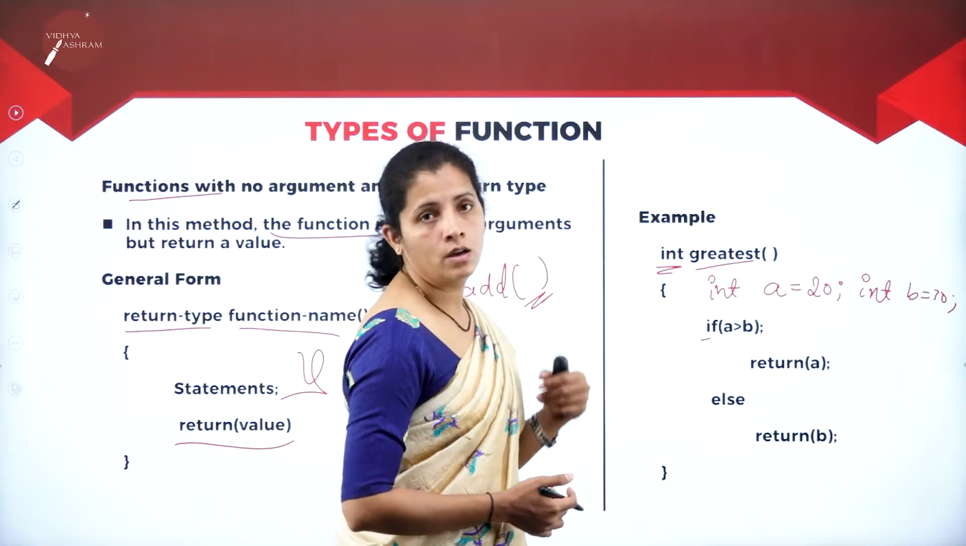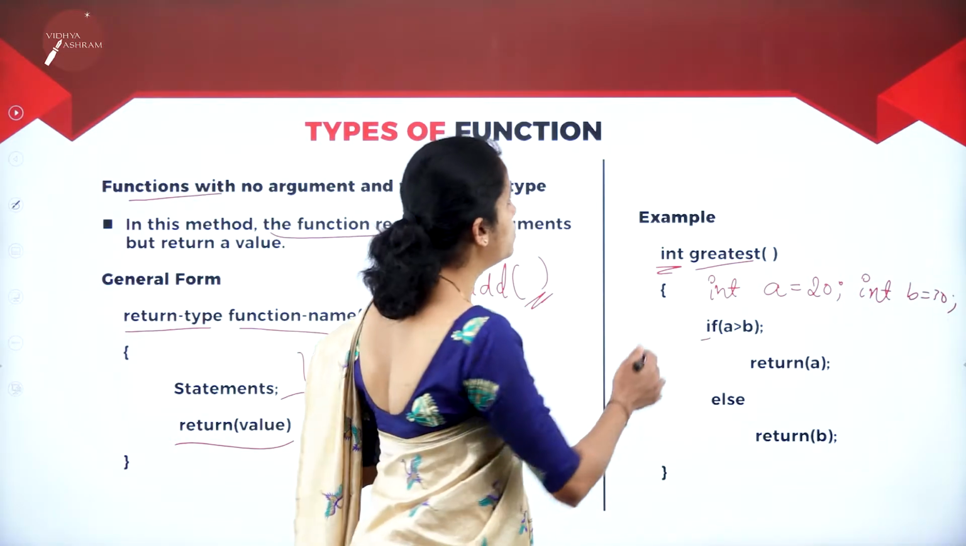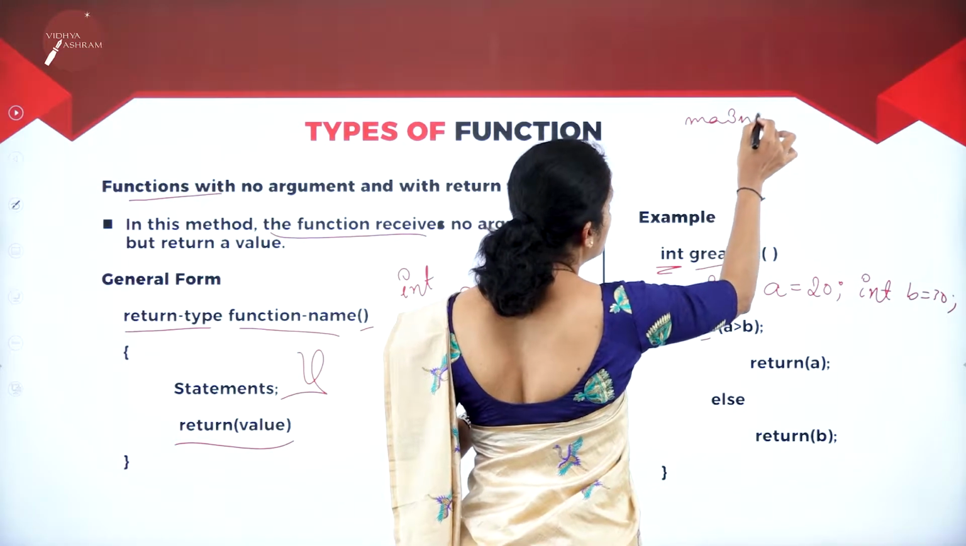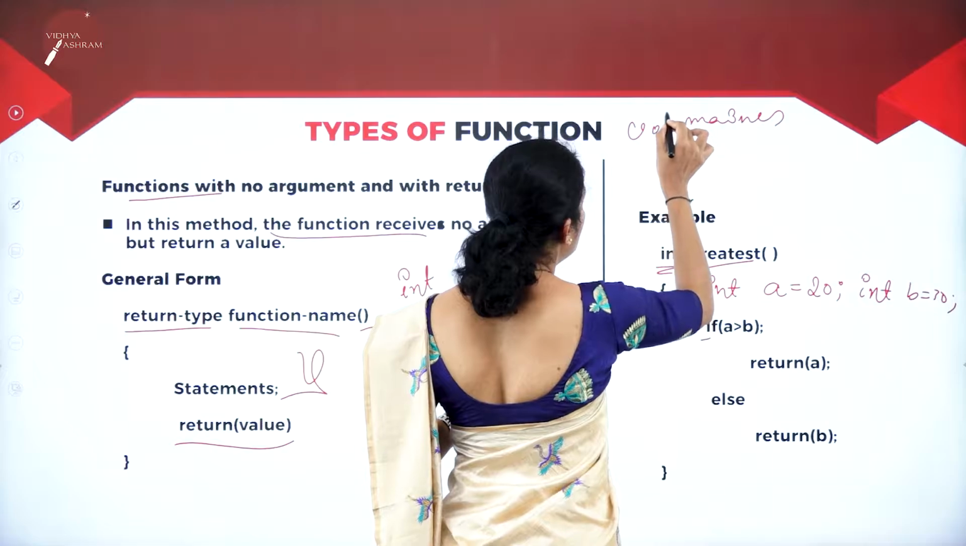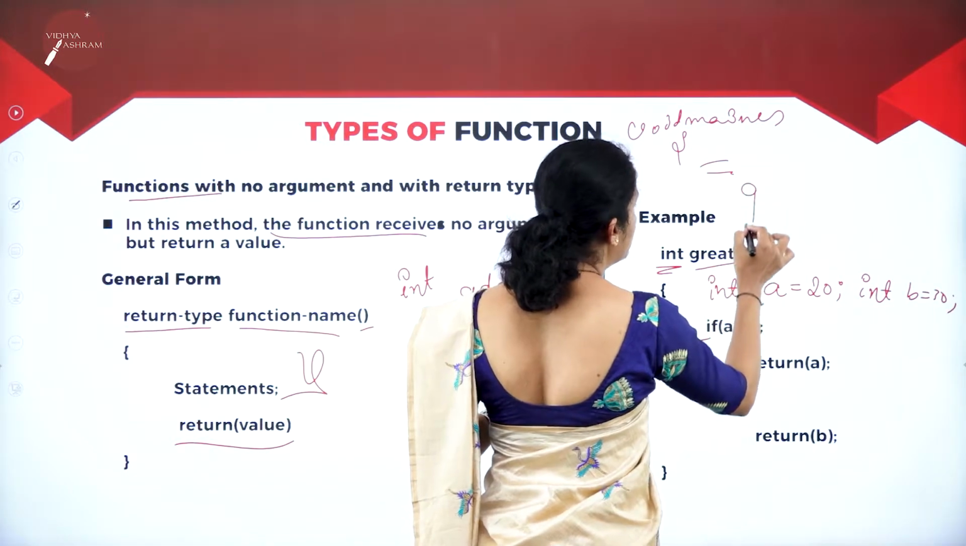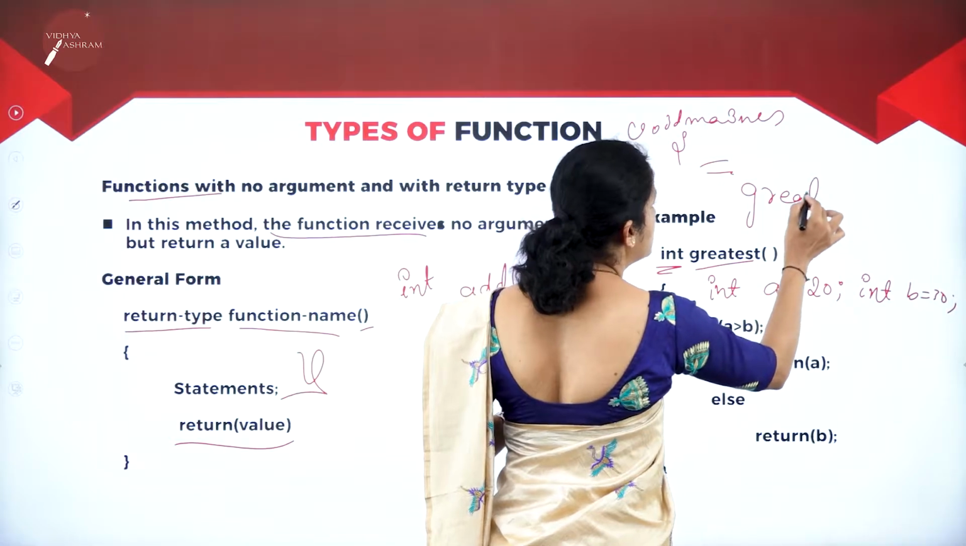And I'm going to return the value A and B to where? To my calling function. So in my main program, I'm going to call this function, that is greatest.